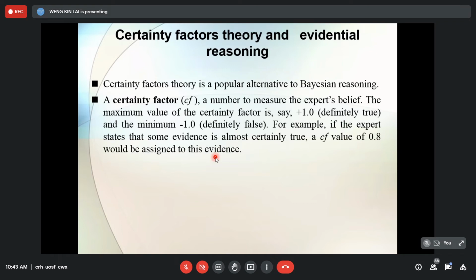It's not completely true. If I may say so, use the word completely true. It's actually almost certainly true, which is 0.8. So now it's assigned a certain value, no longer 1.0 as we assumed in the past.